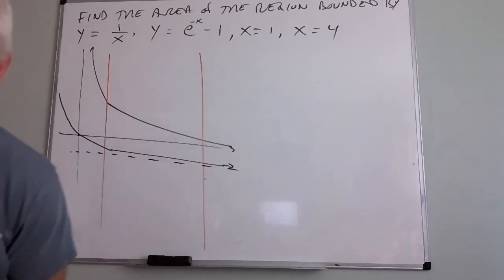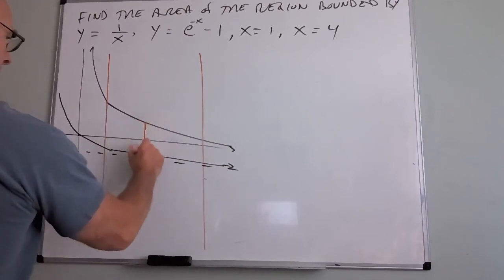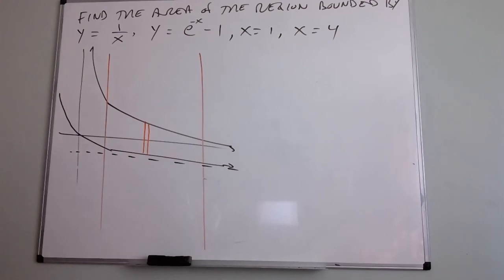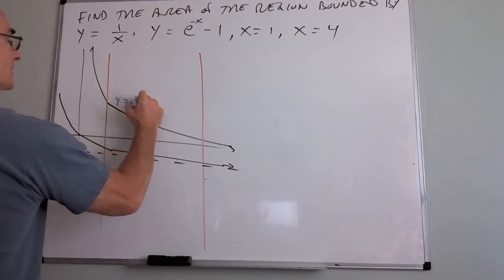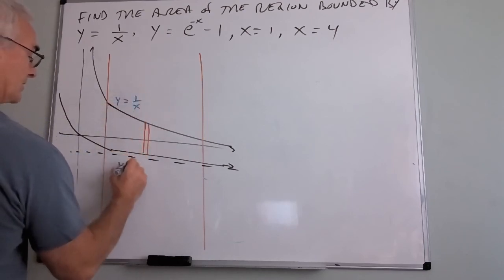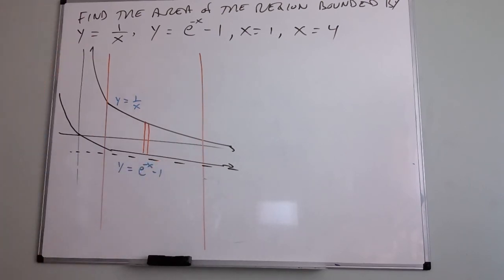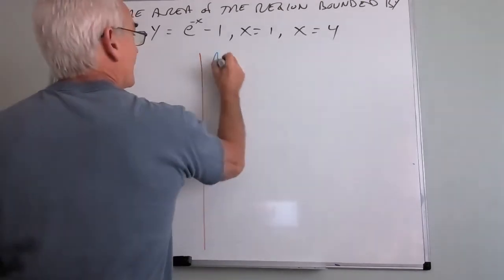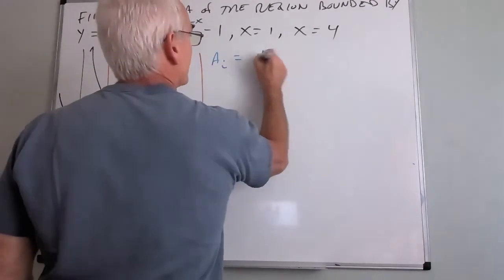Now this looks absolutely scary until I realized that, oh, if I just draw a vertical slice, that's not too bad. I don't want to go horizontal, too much work. And then I have to rewrite things, too complicated. Okay, so this is y equals 1 over x. This one here is y equal e to the negative x minus 1. So the area of my ith slice is this minus this.